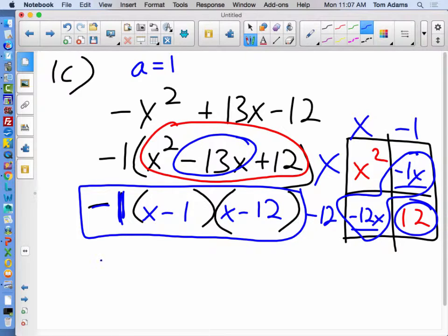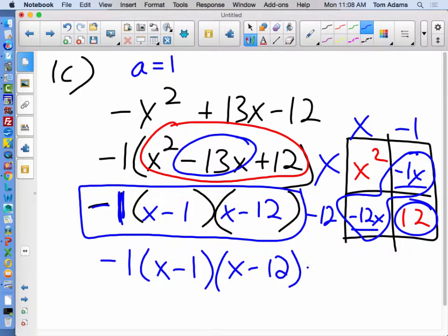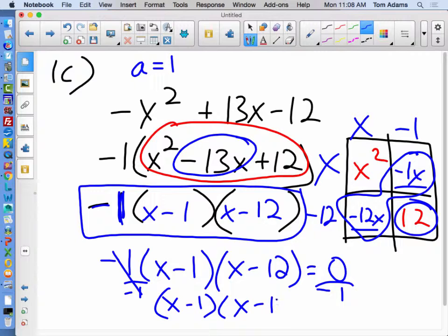What happens normally, as we progress in our textbook, is that this is usually set equal to 0. So when we factor out a number, we divide both sides by negative 1, right? What's 0 divided by negative 1? 0. So you end up with x minus 1 times x minus 12 equals 0, and then you solve the equation setting both factors equal to 0.